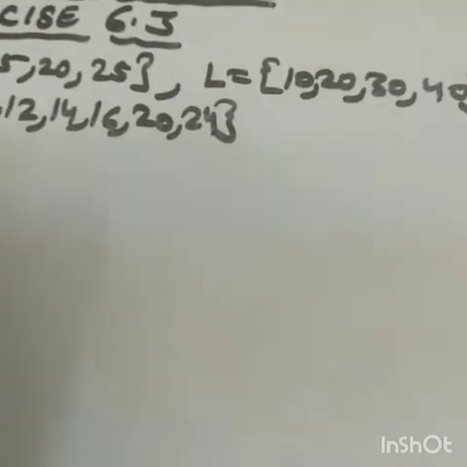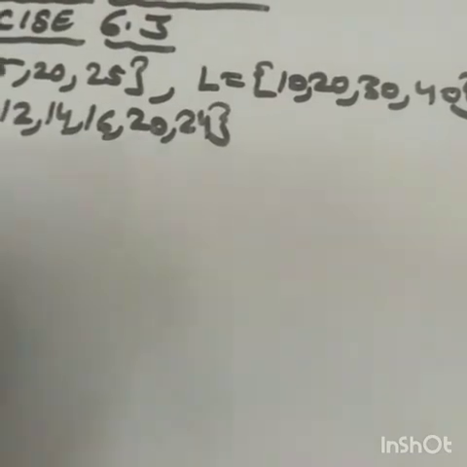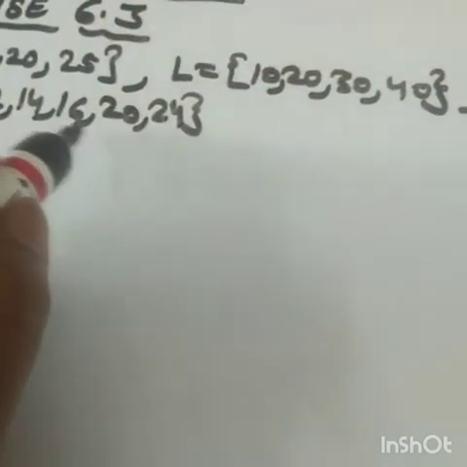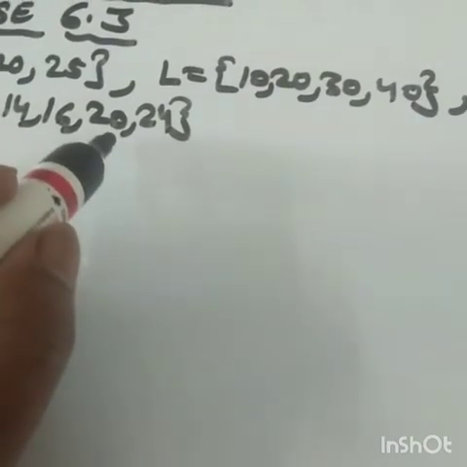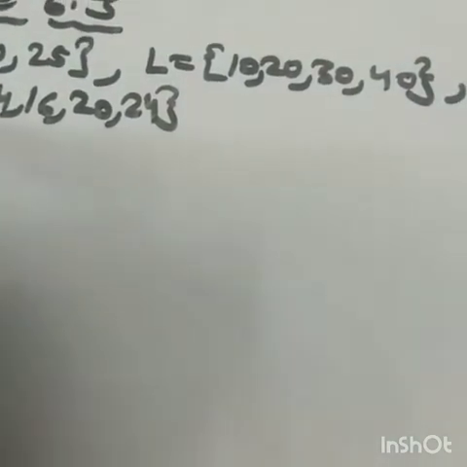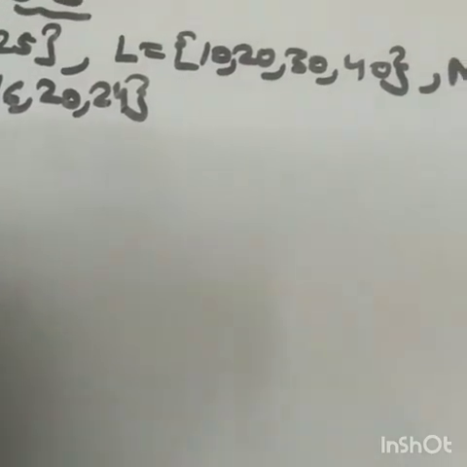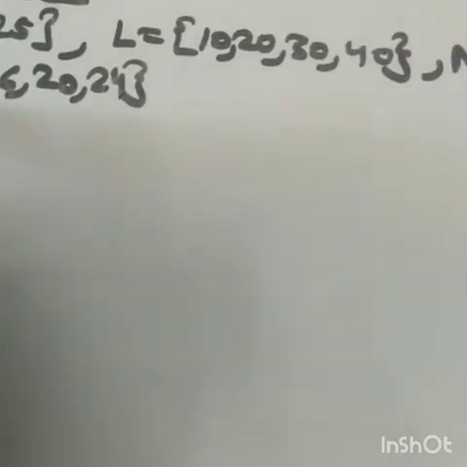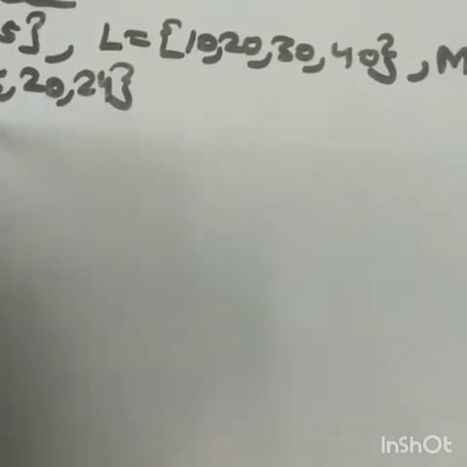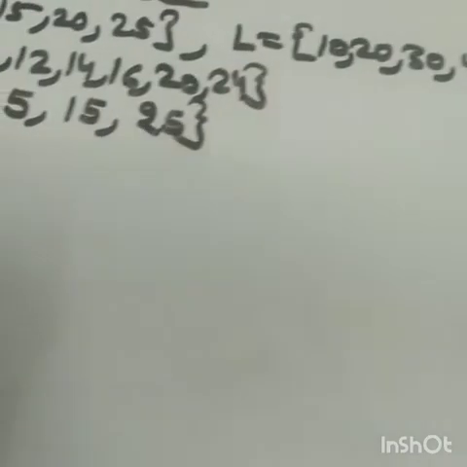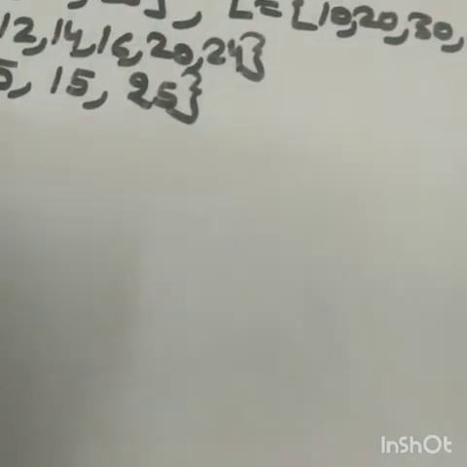A is K minus L. Now K minus L means all the elements of K which are not present in L. So obviously 5 is not there, 10 is there, 15 is not there, 20 is there, 25 is not there. So finally this is your answer.